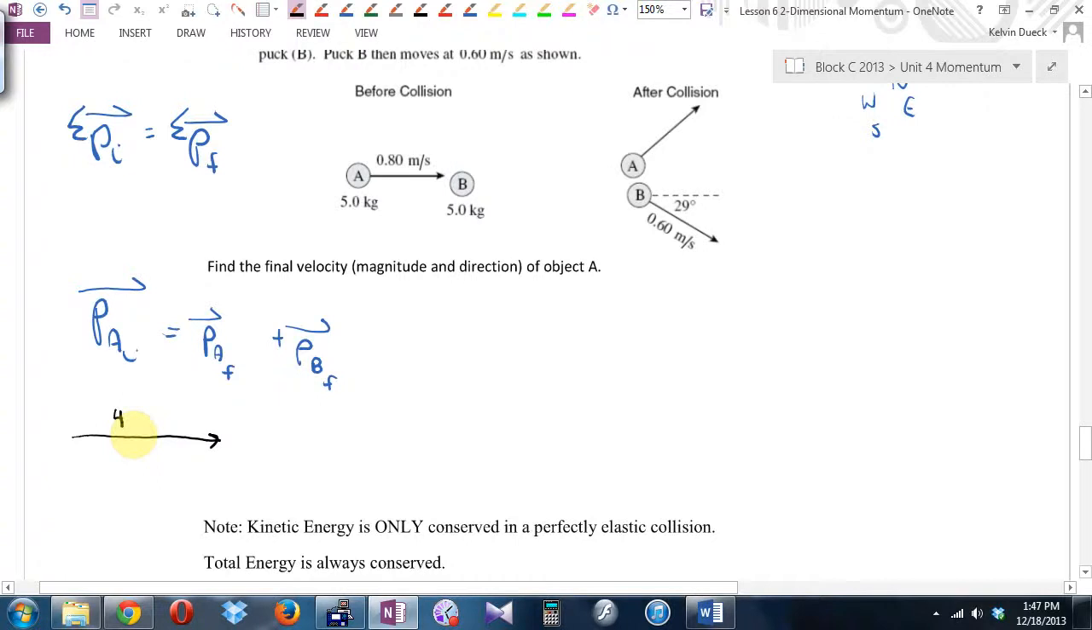Wham! They collide. Looks like mass A goes off this way, and this looks like it's the mystery momentum. I'll call it momentum of A final, because I can't put a number on there. And it looks like mass B goes down that way with apparently a 29-degree angle there. How big is the momentum of object B? Also a mass of 5 times 0.6. 3.